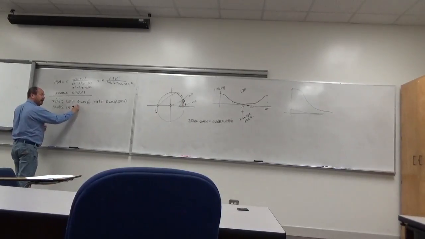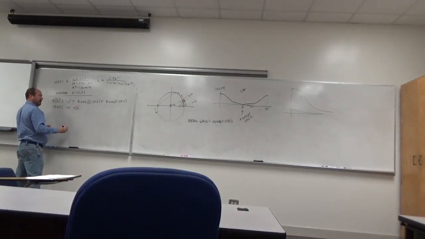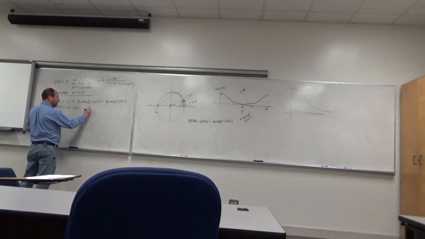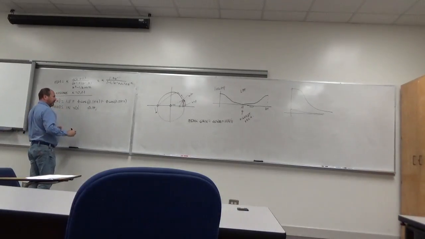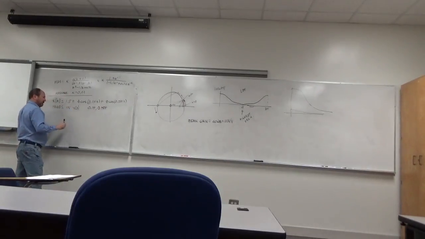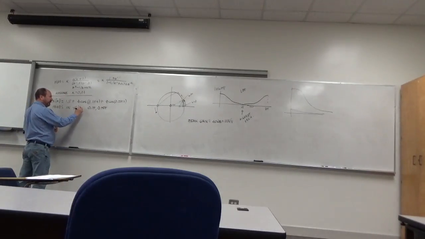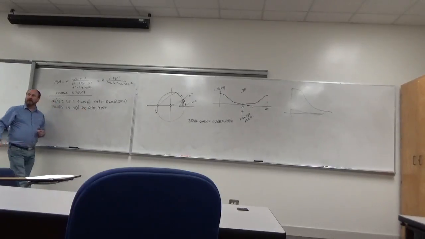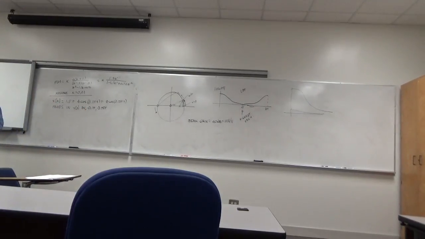So let's just identify first the frequencies in x of n, in the input. What are they? 0.1 pi? What else? 0.75 pi. Okay, what else? 0. Yes, or DC? Yes. Okay, good. I'm good with that.